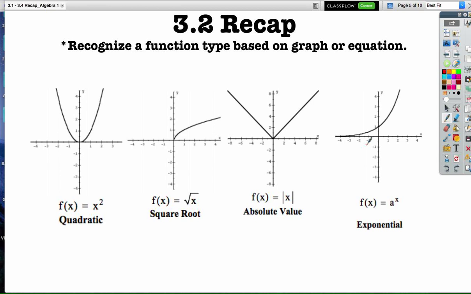And then exponential was when the variable was the exponent, and this is what the graph of a basic exponential function looked like. You weren't asked to necessarily be able to write all of those, you were just being exposed to what they would look like if someone gave you the equation or the graph and asked what kind of function it would be modeling.